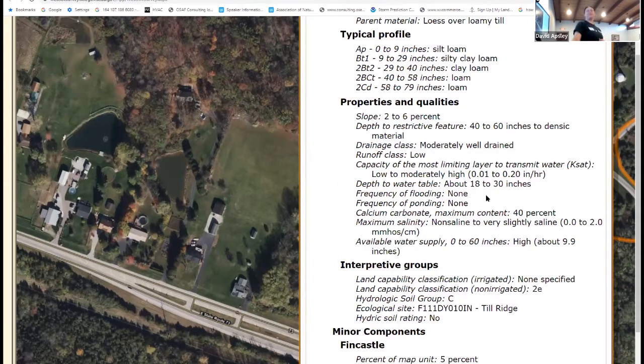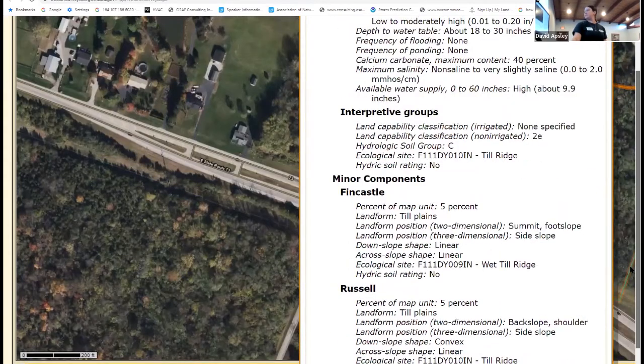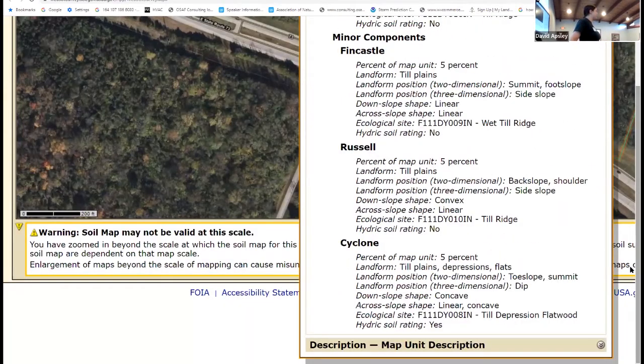Frequency of flooding. This is not likely to flood, so probably not something you're going to have to worry about. Available water supply is high. The trees are going to have a lot of water available unless we go into a really deep drought. And then it goes into some minor components. I usually don't do a whole lot with this.